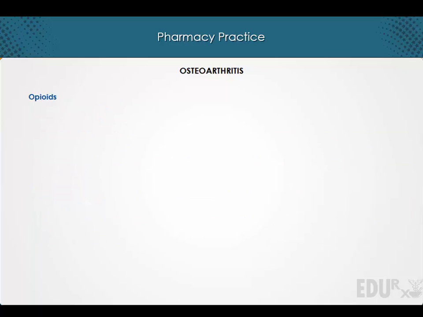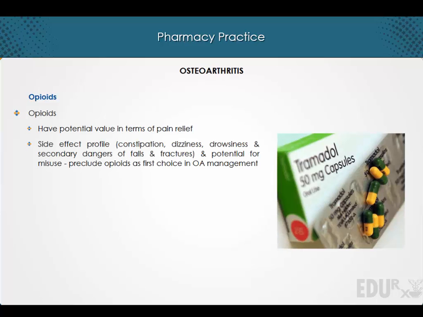Opioids. The use of opioids has potential value in terms of pain relief, but the side effect profile and potential for misuse preclude opioids as a first choice in the management of osteoarthritis. Tramadol is an effective and relatively safe oral agent for the relief of moderate to severe pain in osteoarthritis.